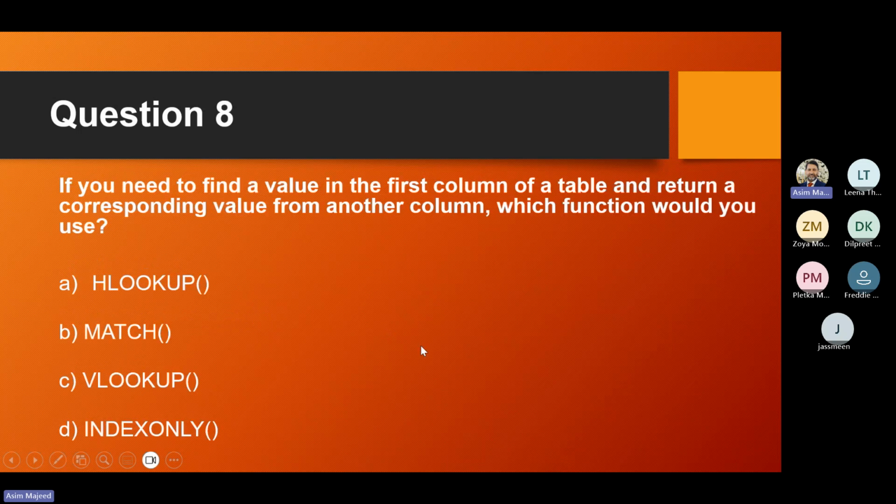And now we move on to question 8. If you need to find a value in the first column of a table and return a corresponding value from another column, which function would you use? Fantastic. Let's see who gives the right answer. Freddie says it's C. Anybody else? C is the right answer. Fantastic. VLOOKUP, which is the vertical lookup. So this is used when we have to reference different values to different columns.